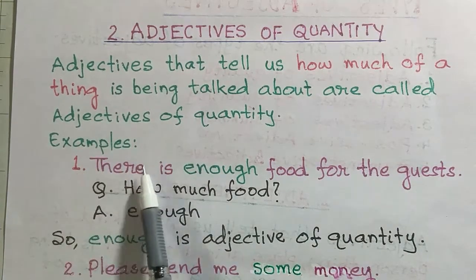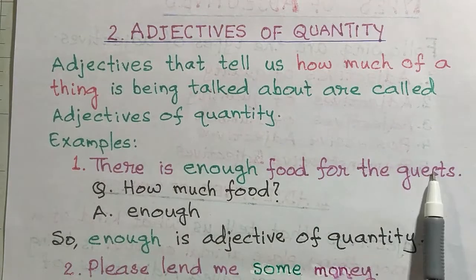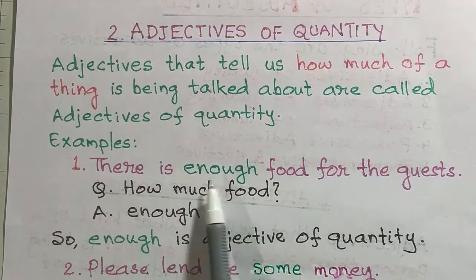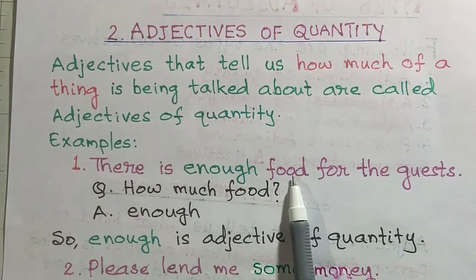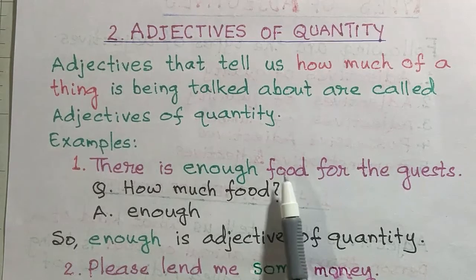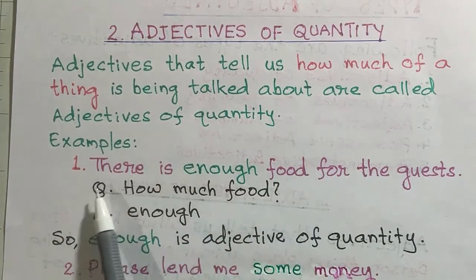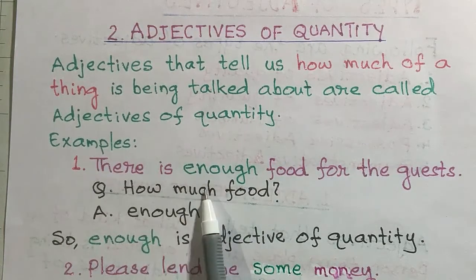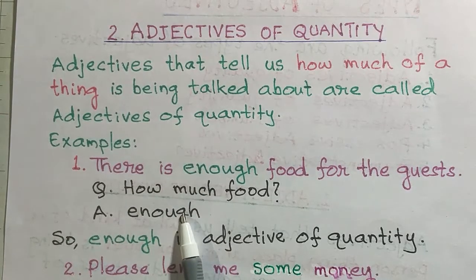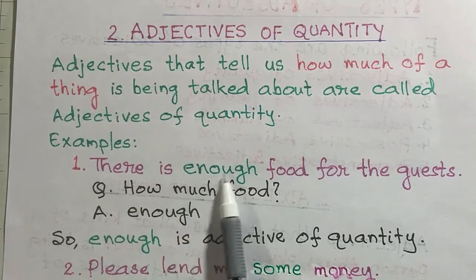Number 1. There is enough food for the guests. So in this sentence, enough is the adjective because it is describing the noun food. It is telling the amount of food. So question is how much food? Answer is enough. So it is giving the answer how much to the question how much. Therefore enough is the adjective of quantity here.